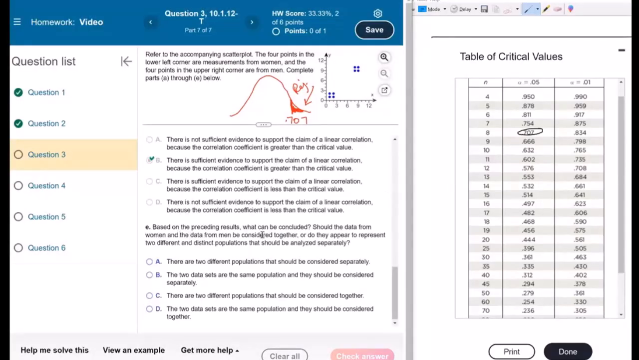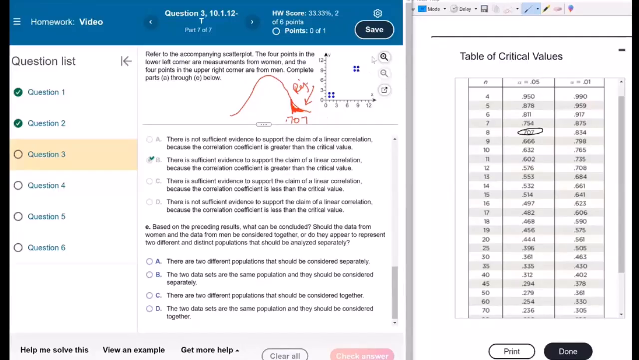Based on the preceding results, what can be concluded? Should the data from women and the data from men be considered together, or do they appear to represent two different and distinct populations that should be analyzed separately? If I were looking at this data, they look very much like they don't have anything to do with each other. They have the same shape, but the values are far apart.